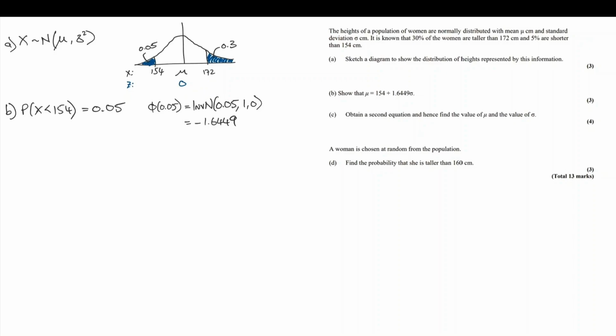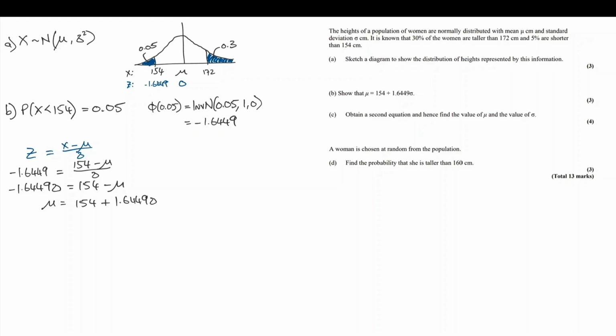I'm going to add this to the diagram. The corresponding z-score for 154 is negative 1.6449. Well, that's going to go into the standardization formula. I can substitute this z-score, and I can substitute the x value, the real-world height of 154. And I should be able to rearrange to get the expression I've been asked to show. So, rearrange, making mu the subject, and we get exactly what we were asked to show there.